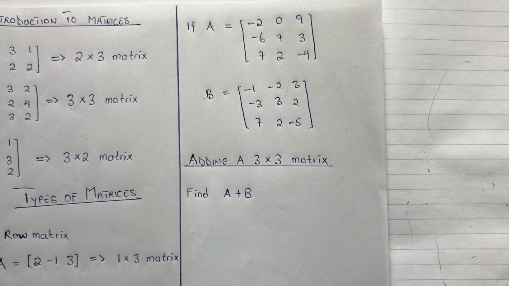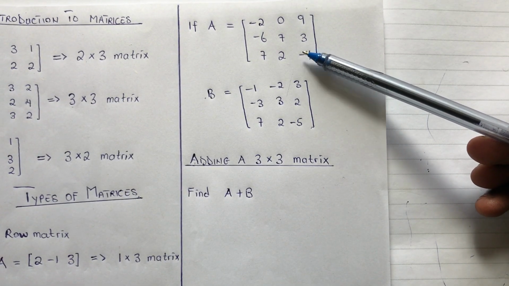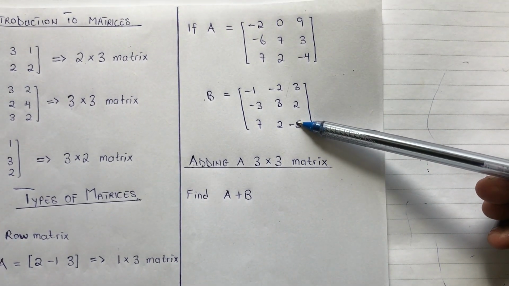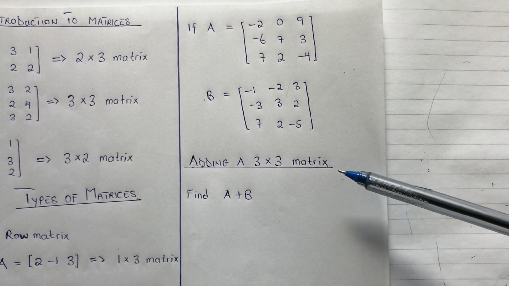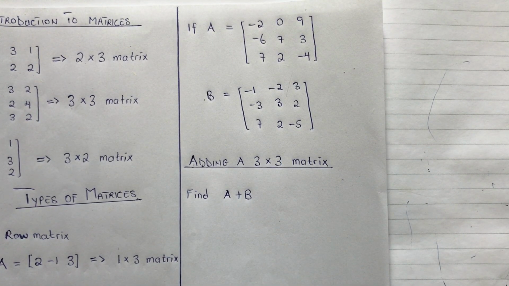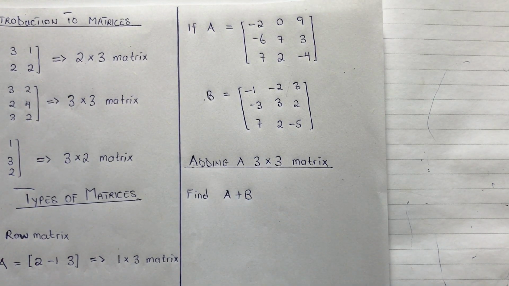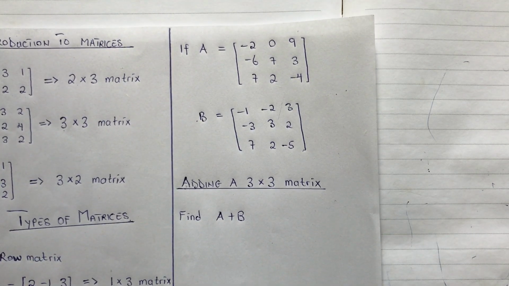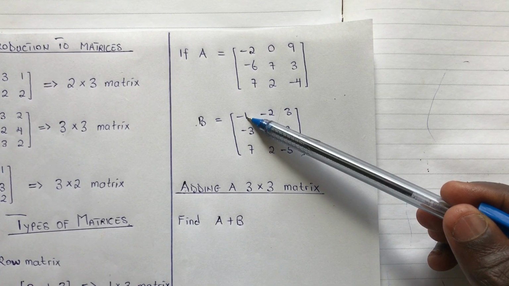Alright, so we have a square matrix here, a 3 by 3 matrix here, and then another 3 by 3 matrix here, A and B, and we are asked to add. So let's talk about the addition first, then we go to the subtraction. So let's assume we are finding A plus what? B. How do we do it? It's very simple. All you need to do is that you pick every member and you add it to the same member.